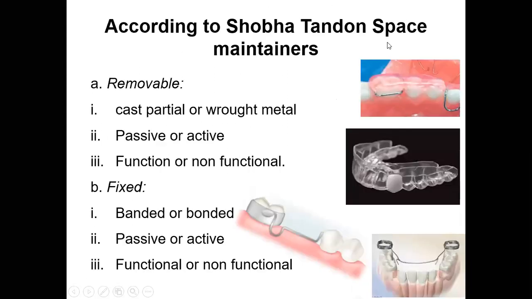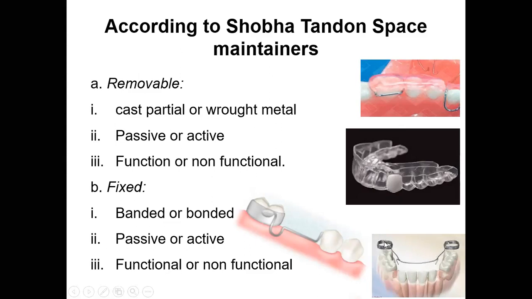Then Shobha Tandon classifies the space maintainer as removable and fixed again, and she classifies as cast partial and wrought metal space maintainer, active or passive, functional and non-functional. And again, in the fixed one, it is classified as banded or bonded. As we talked about, these are the banded one.